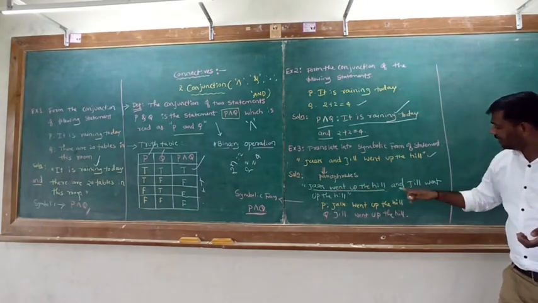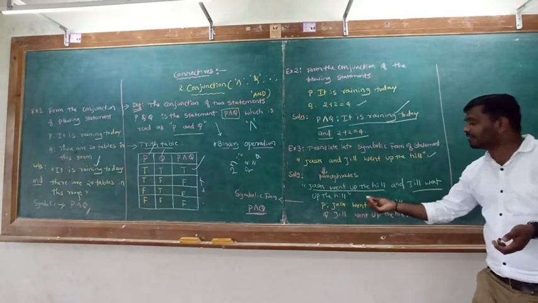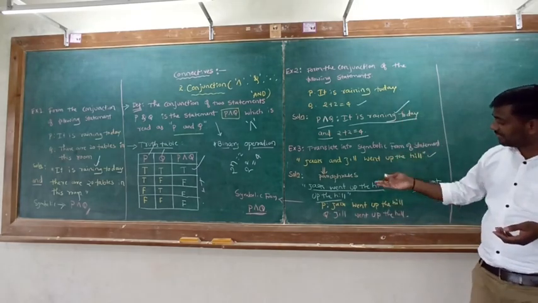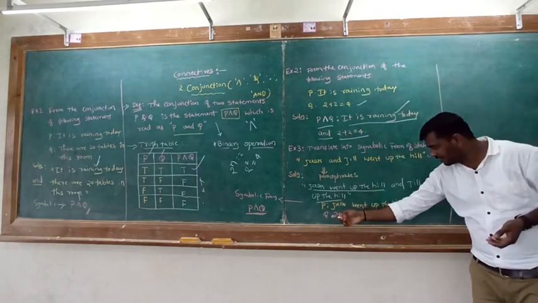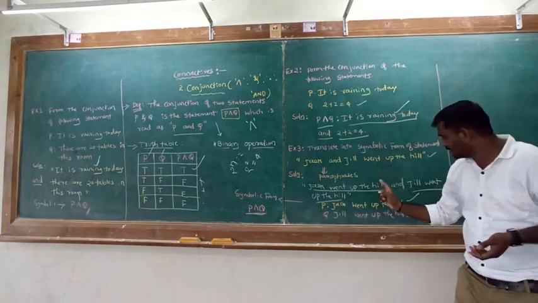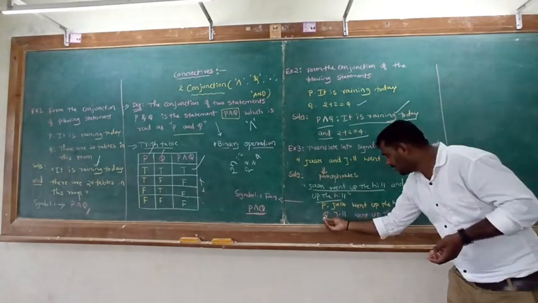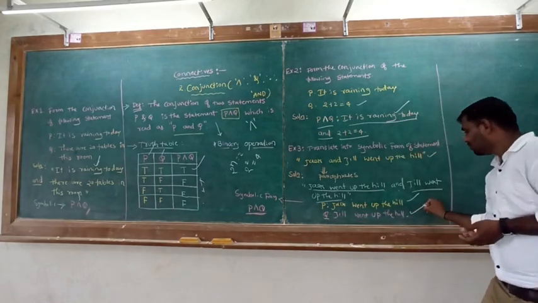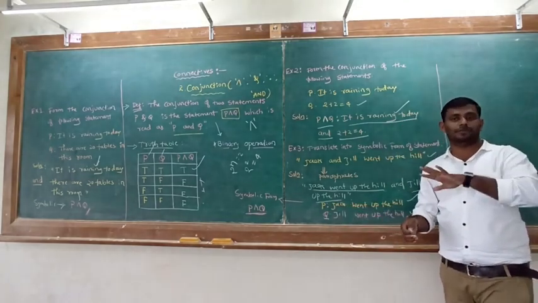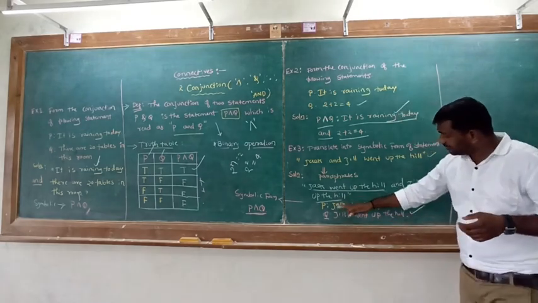Jack went up the hill and Jill went up the hill. So we will get the two sentences and denote each sentence with some symbols. We are taking here P for Jack went up the hill, and the second sentence, Jill went up the hill, we denote Q. Okay. So you can take any alphabets from A to Z. Okay. So this is the P denoted.